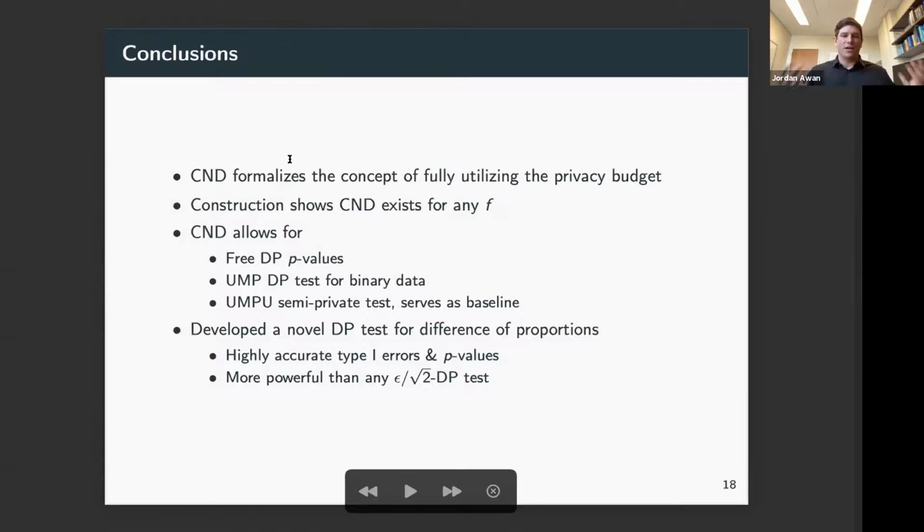So the CND formalizes the concept of fully using the privacy budget. We give a construction that we can always build one, and it gives a lot of nice results in hypothesis testing as well as this new application.